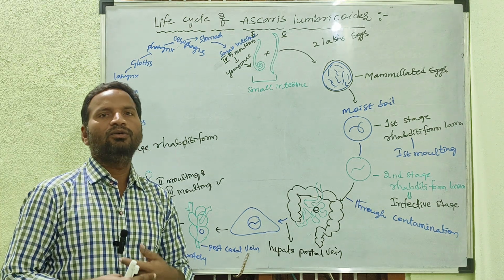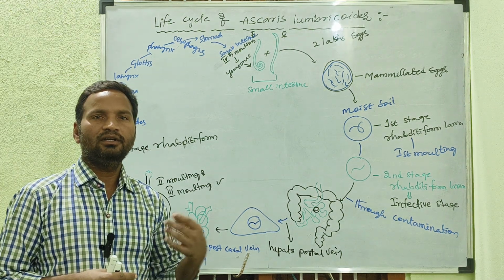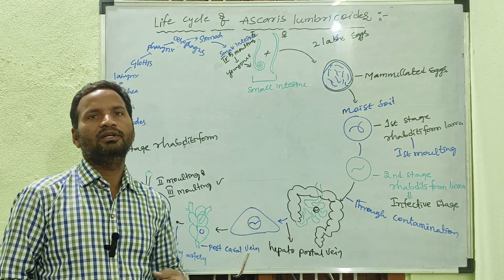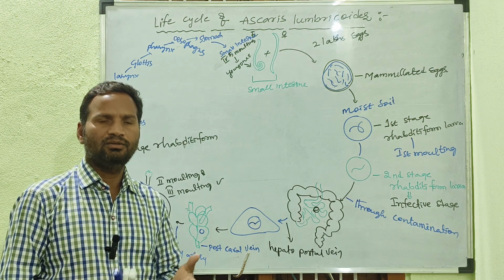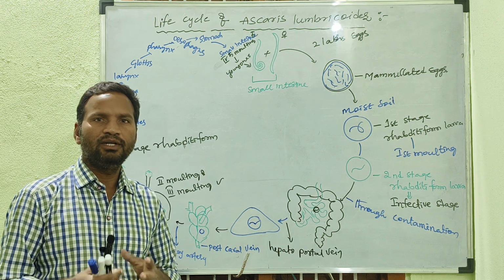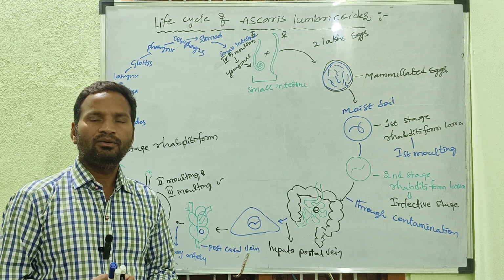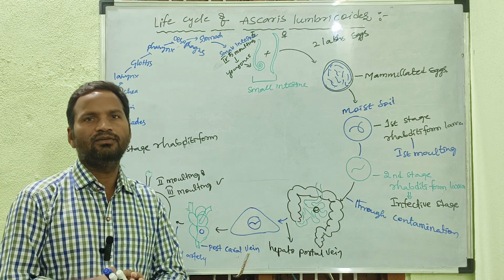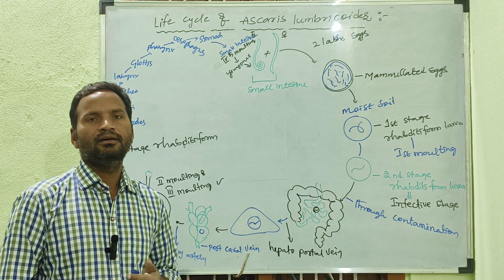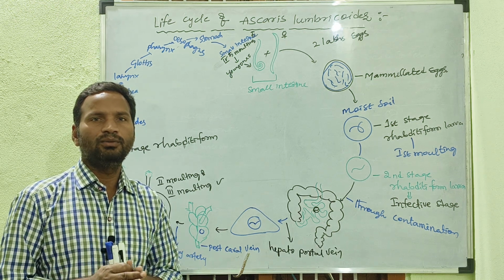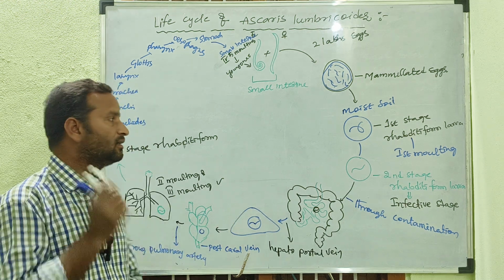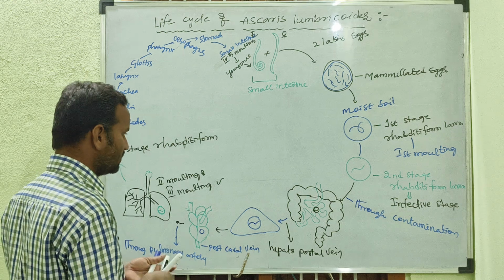Then prophylaxis, you know very well about it, because I already told about the prophylaxis when we discussed Entamoeba histolytica. Now once again, simple: we have to use septic toilets, maintain hygienic food, and wash hands, fruits and some vegetables before eating or before cooking. These are the most important prophylaxis points. So this is the life cycle of Ascaris lumbricoides.